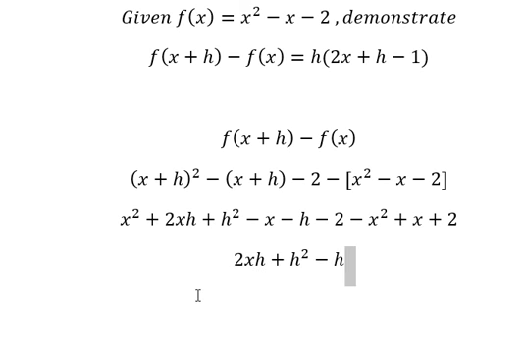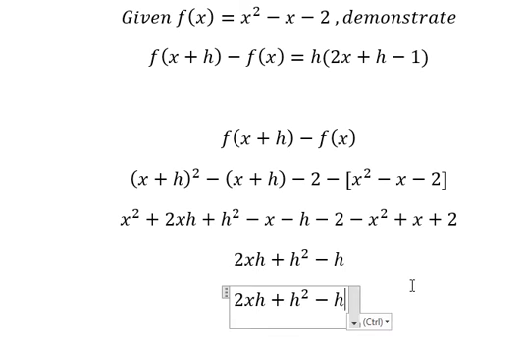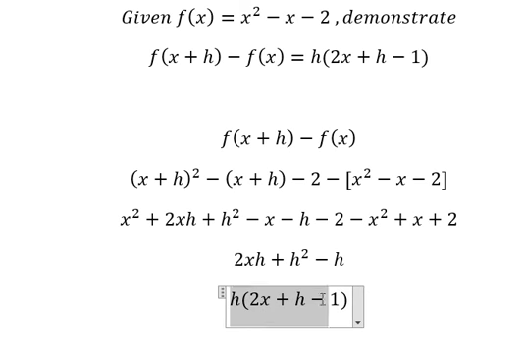Next, later we do the factorization of this one. So we have h(2s plus h minus 1). And that is the final answer.